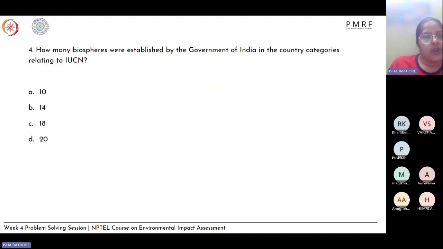Okay, moving on. How many biospheres were established by the Government of India in the country categories relating to the IUCN? Is it A 10, B 14, C 18, or D 20? So the number of biospheres which the Government of India identified. Okay, this is again from the lecture unit on ecology.